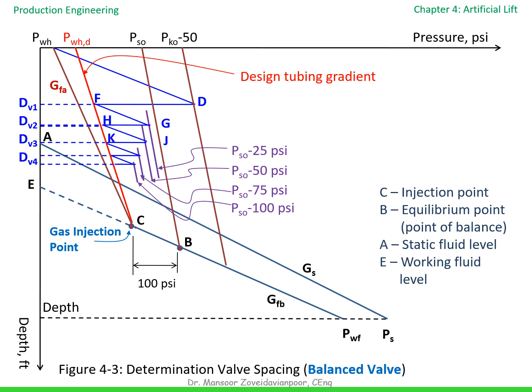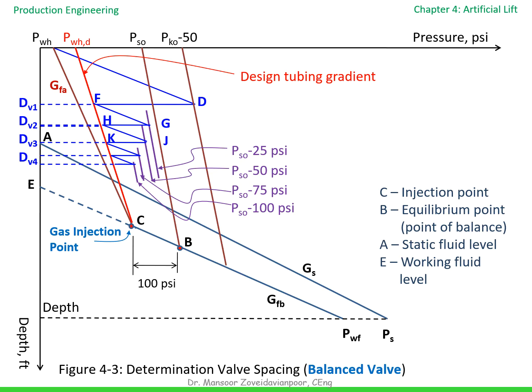Let's follow the unloading sequence. The top valve, DV1, is placed at point D. During startup, gas first enters through this valve because it's the shallowest. As the well unloads and tubing pressure decreases, the first valve closes. Gas is then forced deeper to DV2, then DV3, and finally DV4, which is the operating valve near the injection point C. Think of these unloading valves as stepping stones.